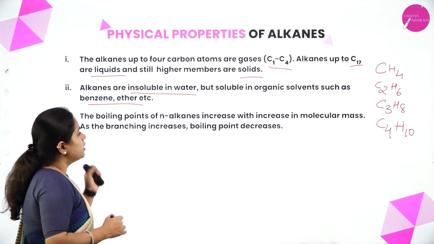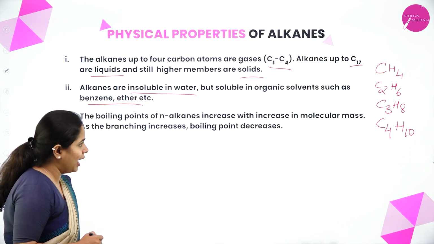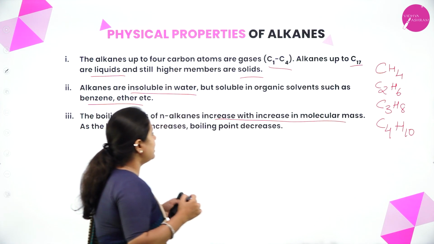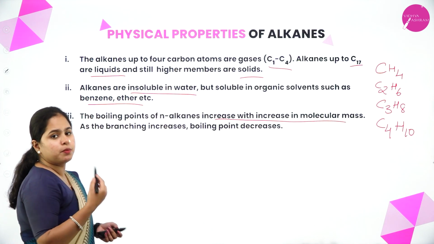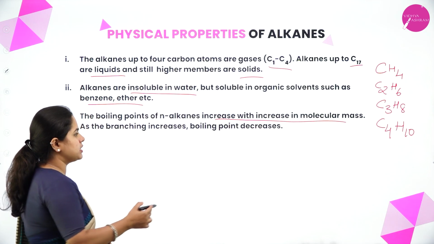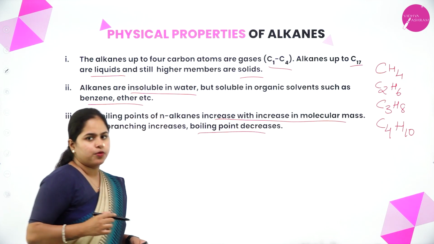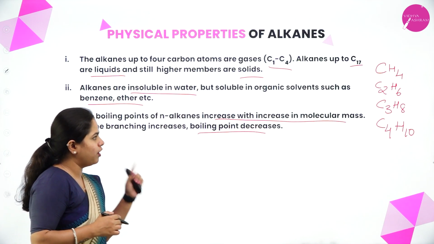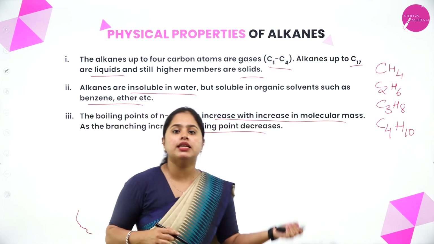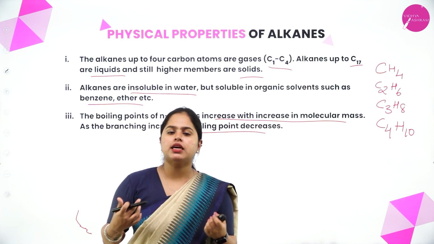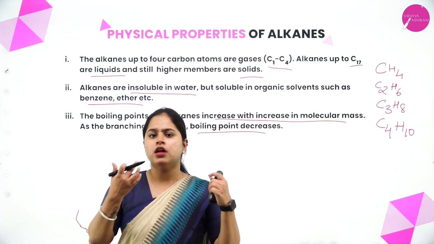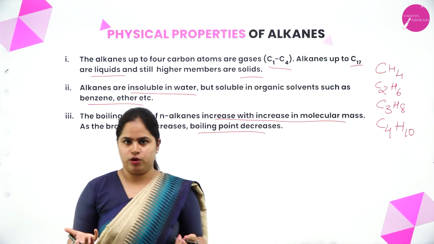Next point, the boiling point of normal alkanes increases with increase in molecular mass, and it decreases with branching. That is, as branching increases, boiling point decreases. So this point is important. Let's understand. The boiling point of alkanes increases with increase in molecular mass. Increase in molecular mass means the number of carbon atoms is increasing, so the molecular mass is also more.